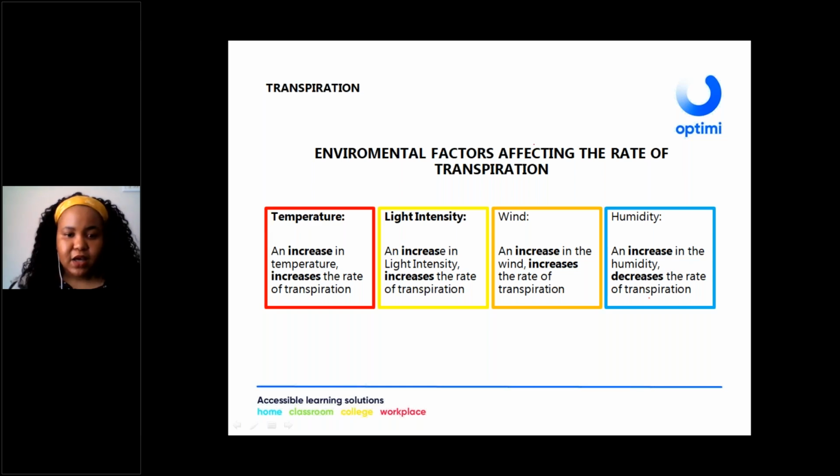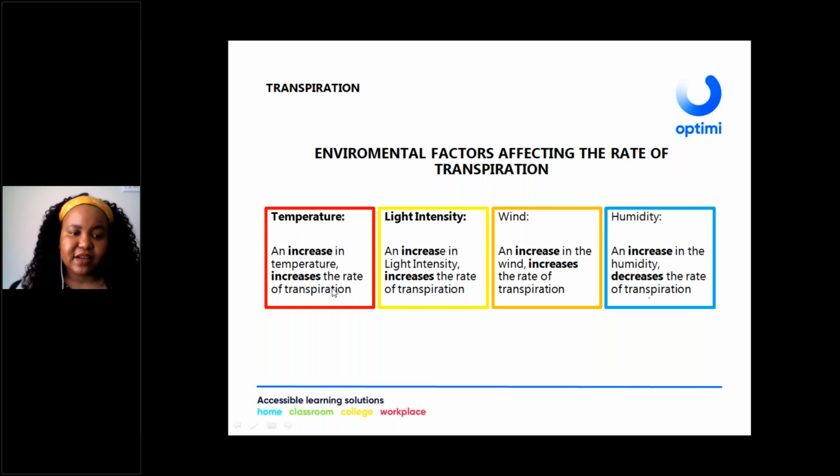So we have learned in the previous slides that transpiration is the evaporation of water from the leaves of the plants. There are certain environmental factors that determine how fast or how slow transpiration will take place. The factors are temperature, light intensity, wind, and humidity. Let's start with temperature.